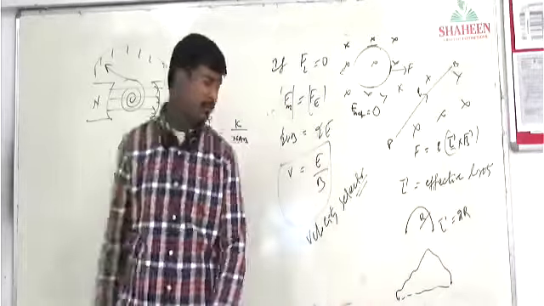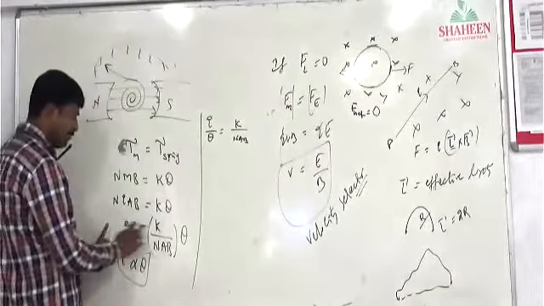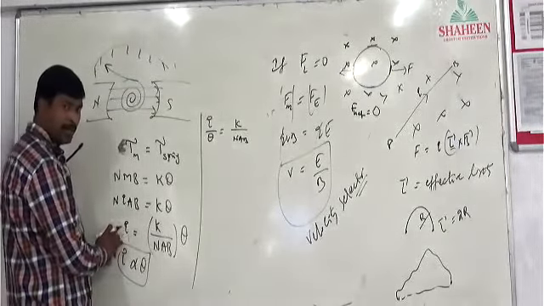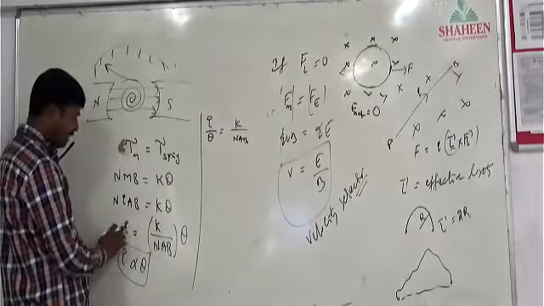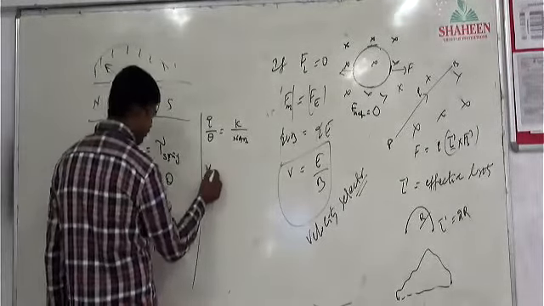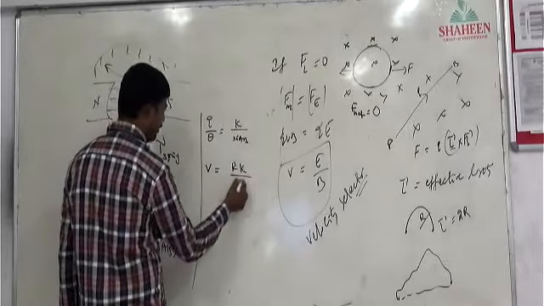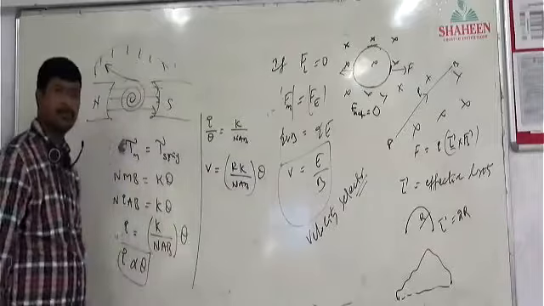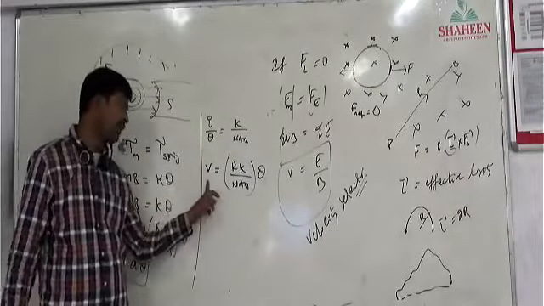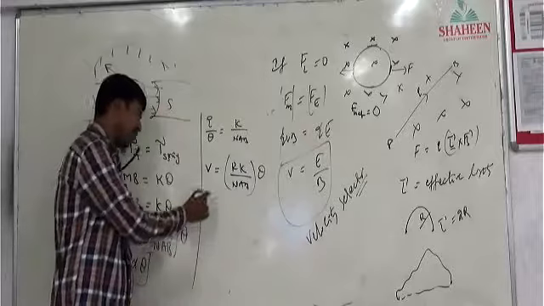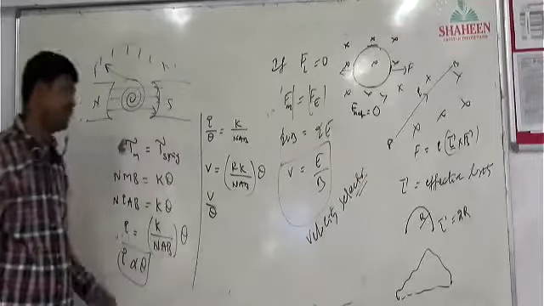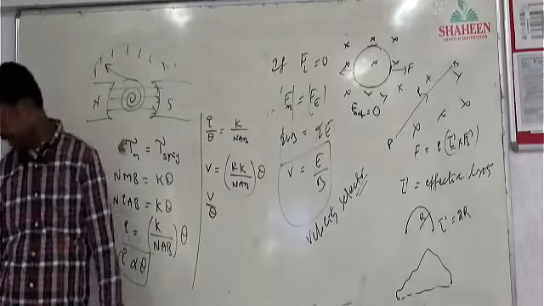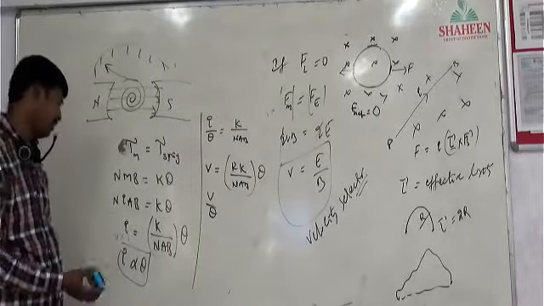Clear? From here, on both sides, if I multiply with R, using V equals I into R, what will I get? V equals R into NAB by K into theta. This V is the voltage, so V by theta is what we can call voltage sensitivity. Clear? So this is about the galvanometer, the moving coil galvanometer.